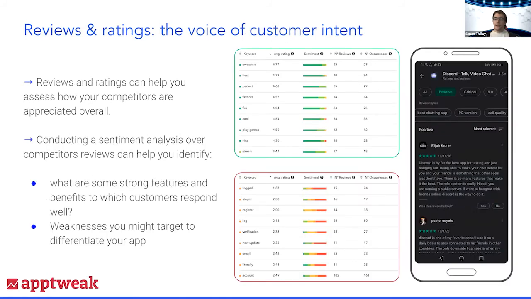The third section I would look at to learn more lessons from your competitors is going to be the reviews and ratings. This is often overlooked, and I think it's a mistake because I call it, kind of pompously, the voice of customer intent. And what I mean by that is that reviews and ratings from your game, but also from competitors, are going to tell you what customers are expecting.